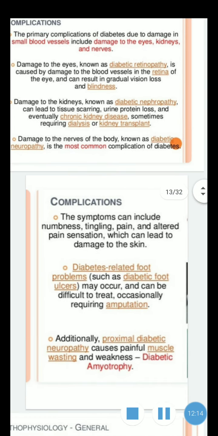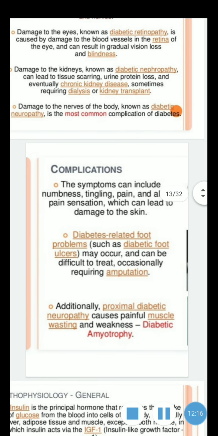The next complication: the symptoms include numbness, tingling, pain, and altered pain sensation, which can lead to damage to the skin. I am repeating, the next complication is damage to the skin. It is because of numbness, tingling, then pain and altered pain sensation.